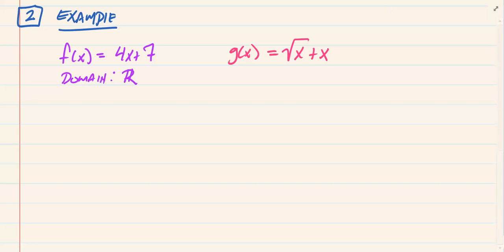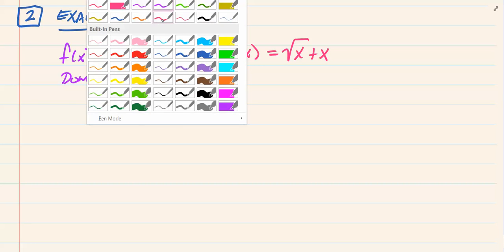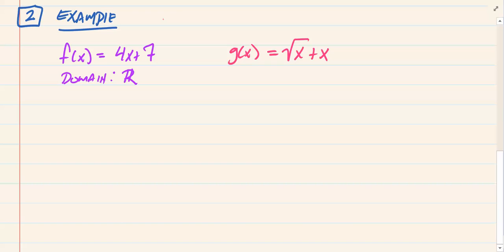Okay. What about this one, my g function over here? What's the domain for that one? Is there a number for which we cannot take a square root of in the real number system? Negatives, right? In the real number system, we don't evaluate square roots of negative numbers. Is that true? Okay. So how do we present this one? The domain for this function is going to be all real numbers x such that x is greater than or equal to 0, right?